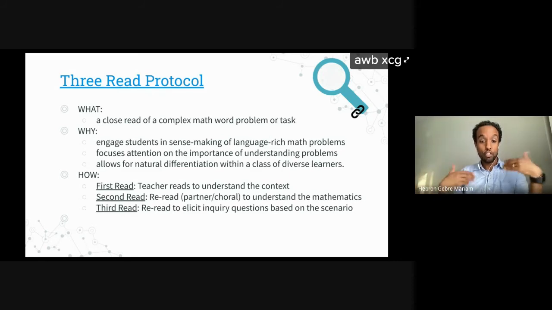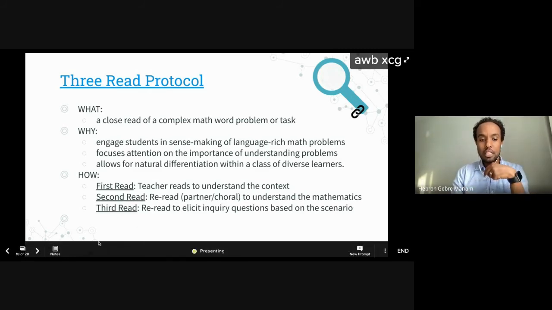First, we read it. The teacher reads it out to the students, and you'll notice that there are 3 versions of the problem. One is just the context, stripped of the question and the numerical values. The second read is a reread or a partner choral read. In our case, I just read it, but it's about understanding the mathematics, reading it under the question of what are these numbers doing? What do they mean? And then the third read is a reread, partner and choral, to elicit inquiry and questions based on the scenario and engage with the problem. So that's the 3-read protocol. It's linked there for you. It's pretty great because it really emphasizes thinking for me and my students.